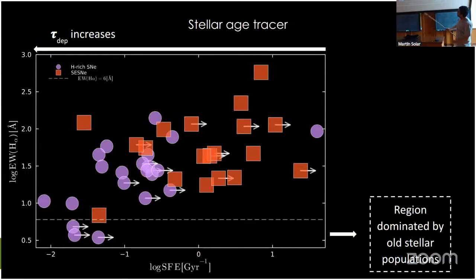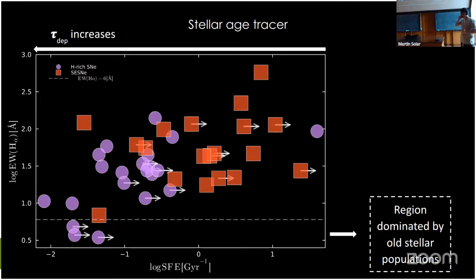Also, we have the stellar age tracer that is given by the equivalent width of H alpha. The equivalent width of H alpha measures basically how old or young the stellar population associated to the region is. We see that only a few regions are dominated by old stellar populations, but in general, comparing both populations of core-collapse supernovae, they are associated with stars of the same age.